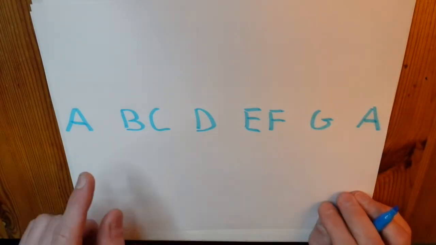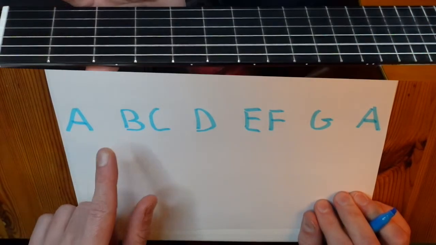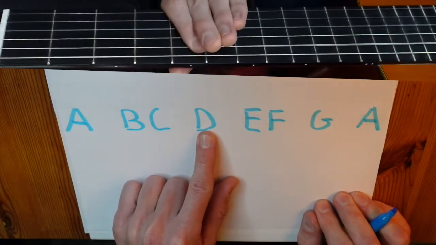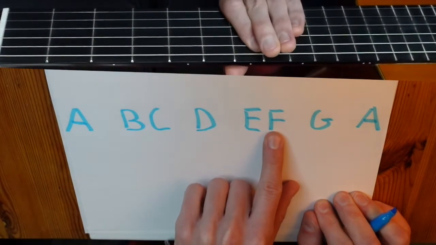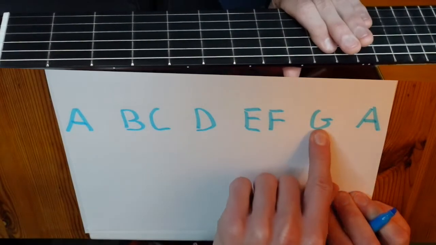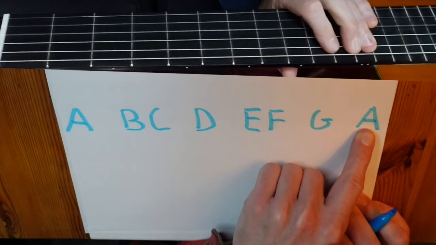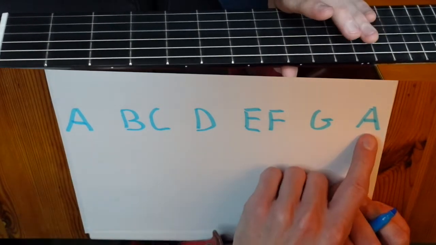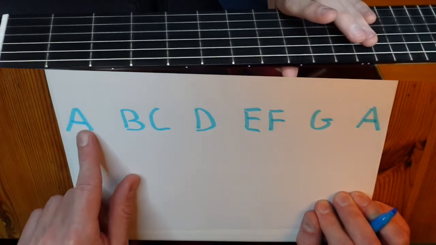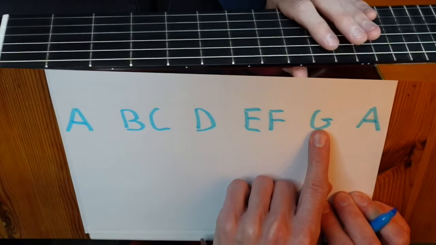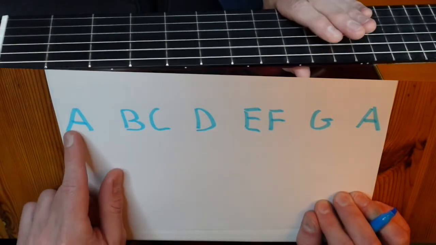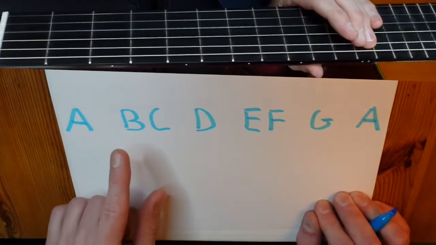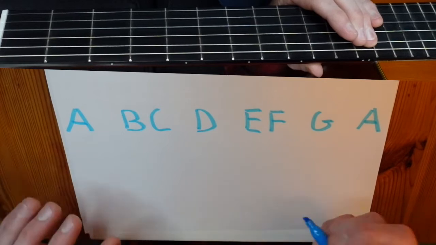Okay, so listen closely. Here's our A. Here's B. And then C. D. E. F. G. And then A. Check this out. Listen to this A. Listen to this A. Do you hear how close they sound? Now if I play this A and this G, they sound very different, right? But this A and this note up here, basically the same sound. This is called an octave.